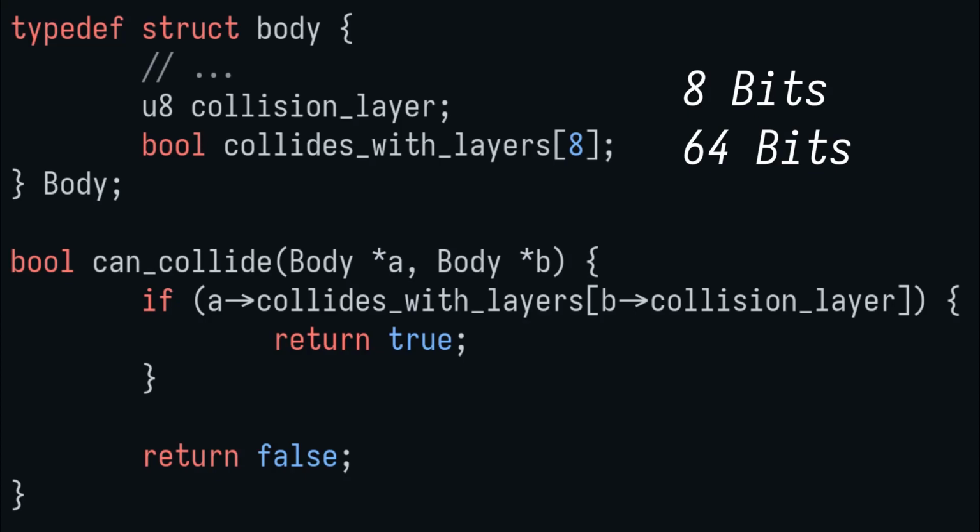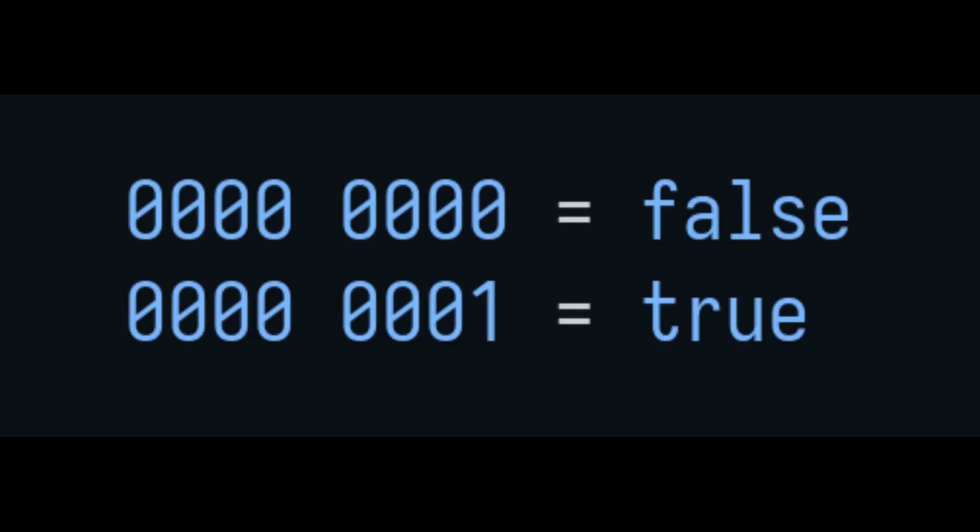Well, let's take a look at what a boolean looks like in binary. As you can see, we're using just 1 bit of the memory that a boolean takes up to determine whether it's true or false. We can actually use all 8 bits of this memory as 8 different boolean values. This is what a bit field is.